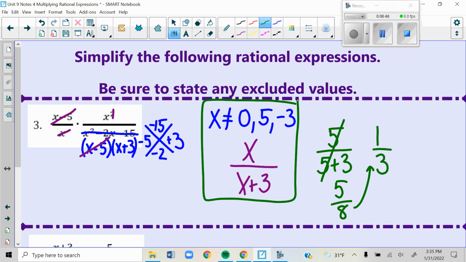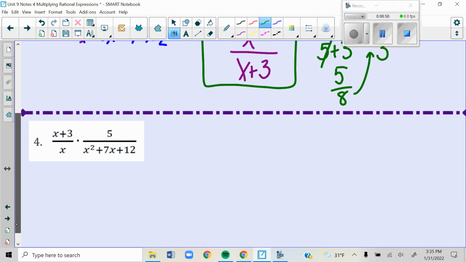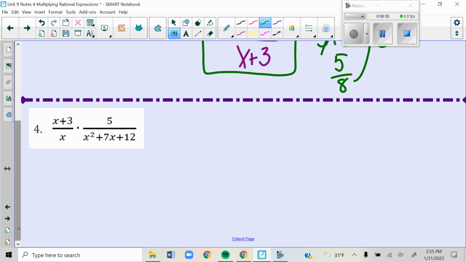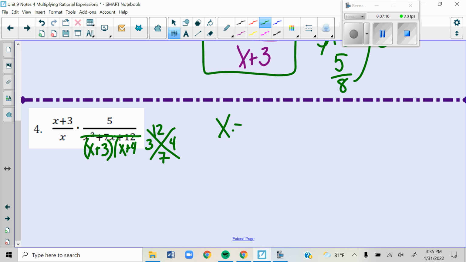All right. Let's go ahead and look down here at this next problem and look for anything that I can factor. And so I can factor just the bottom again in this other one, multiplies to 12 and adds to 7, and that ends up being 3 and 4. So we get x plus 3 and x plus 4. All right, go ahead and pause here and see if you can come up with those excluded values. All right, so we get x cannot equal 0, x cannot equal negative 3, and negative 4.